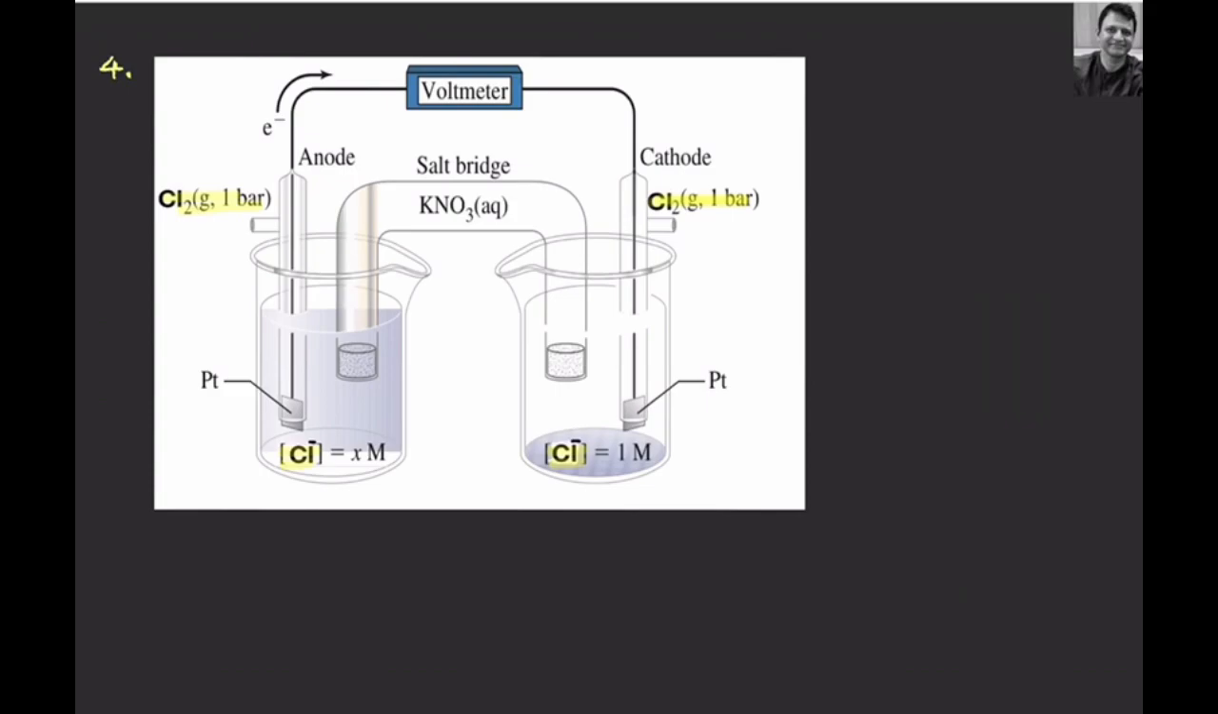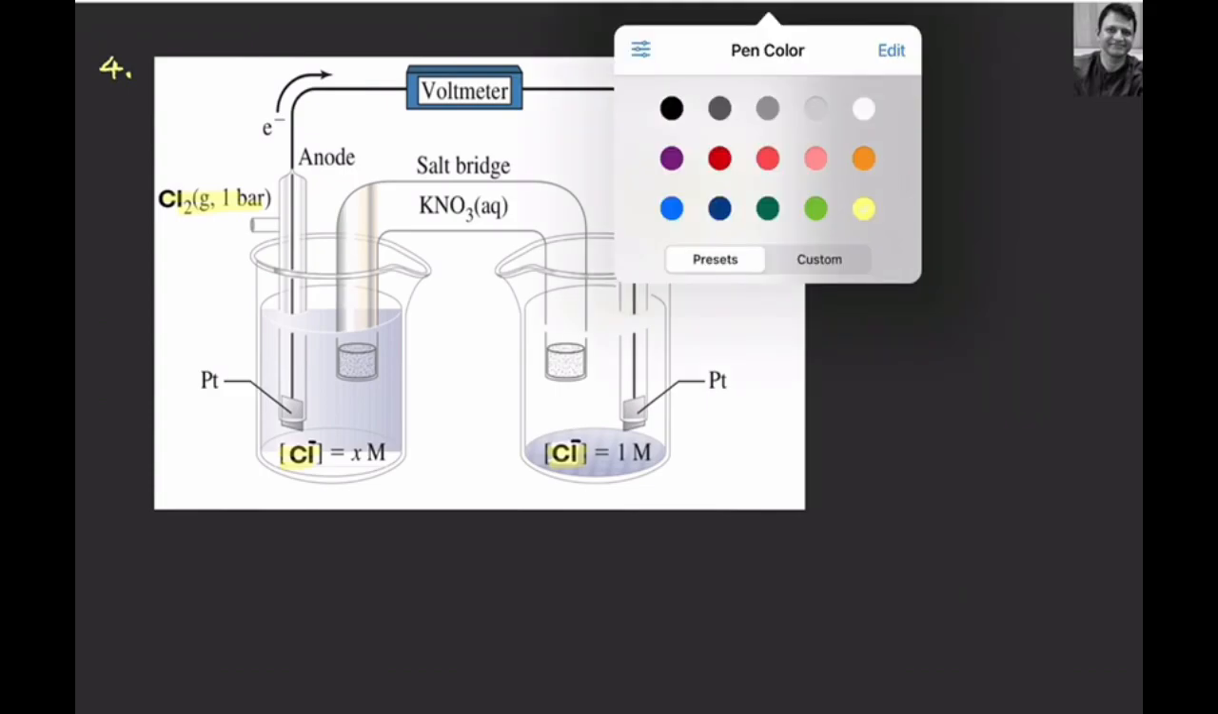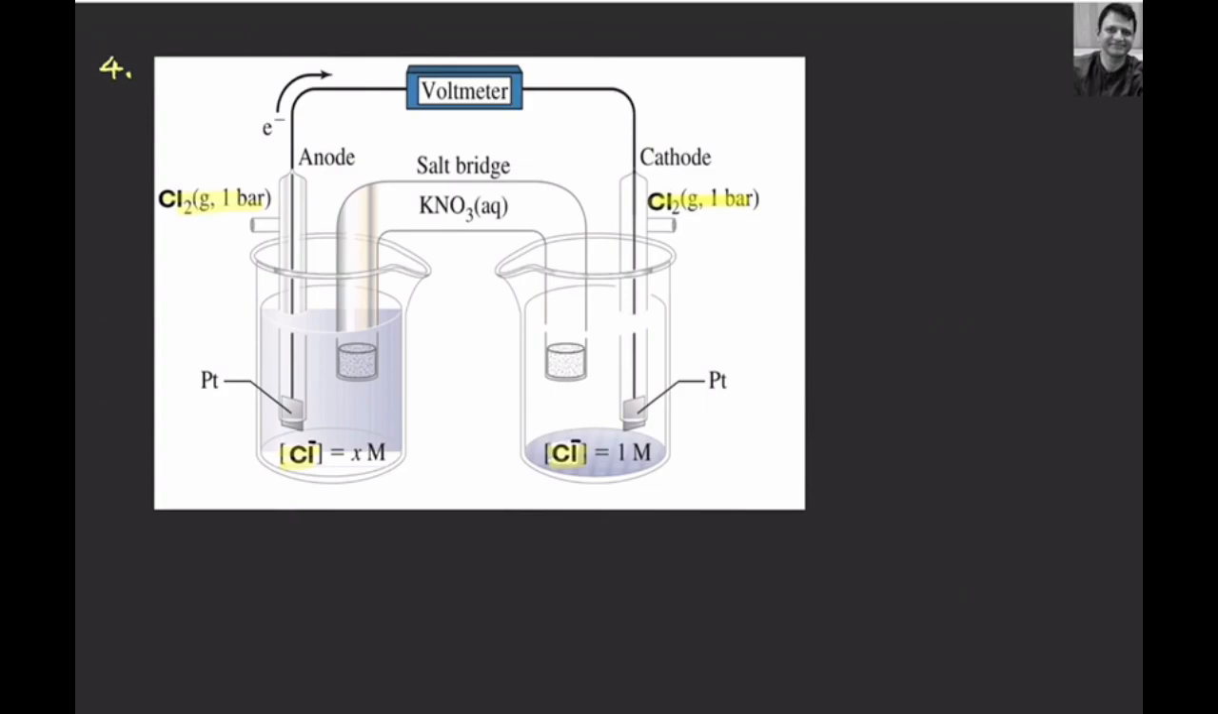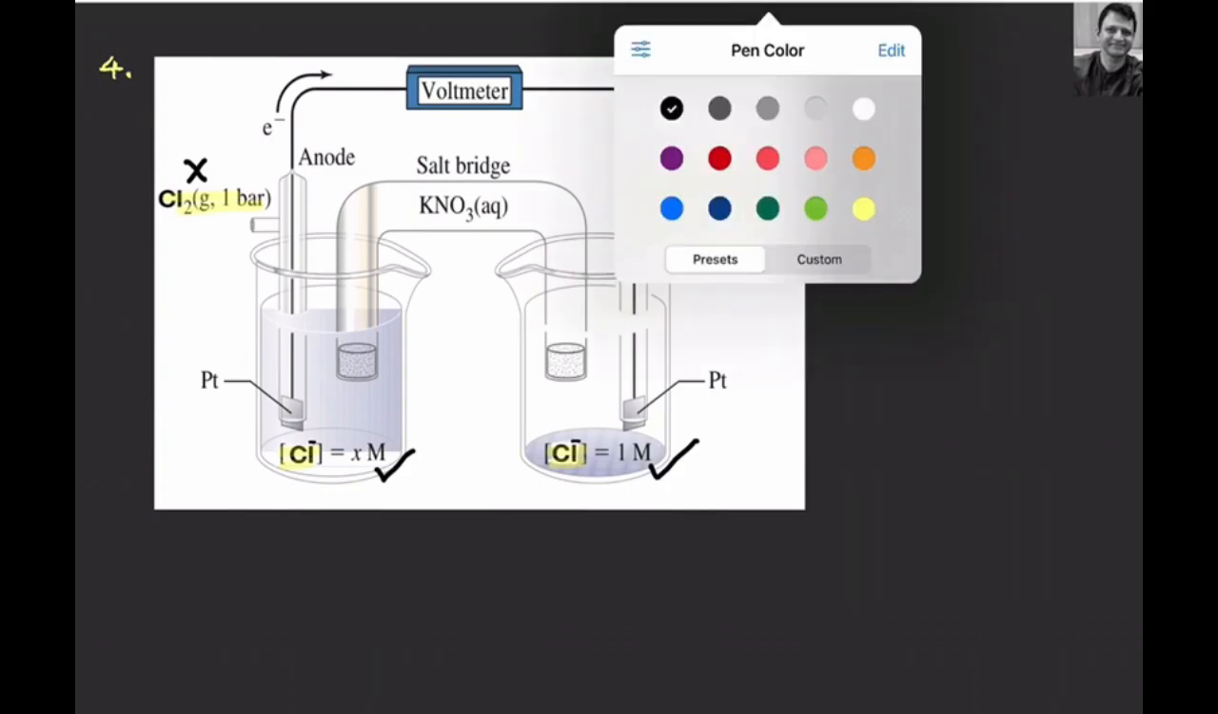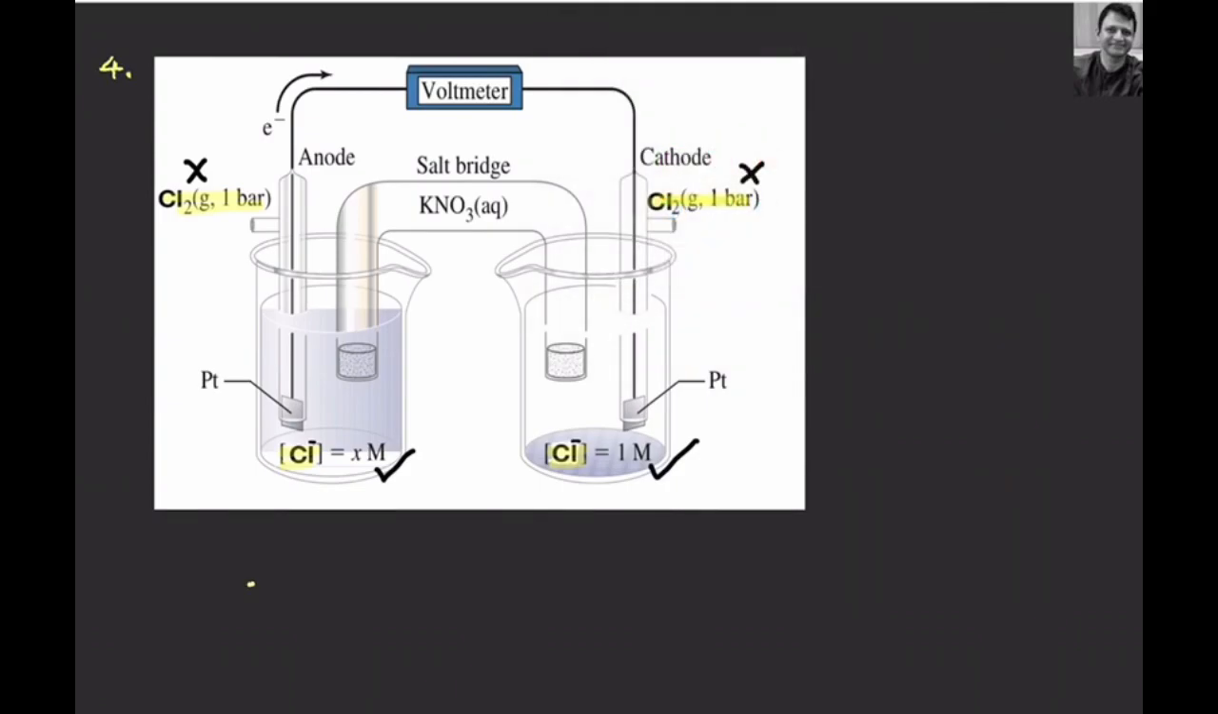So from here we can see that the pressure of chlorine gas at the left hand side electrode and the right hand side electrode is the same. At anode and cathode the pressure is the same, so definitely it is not an electrode concentration cell. Since the concentration of Cl minus in the left hand side and the right hand side compartment is different, it is an electrolyte concentration cell. So this concentration cell is an electrolyte concentration cell.